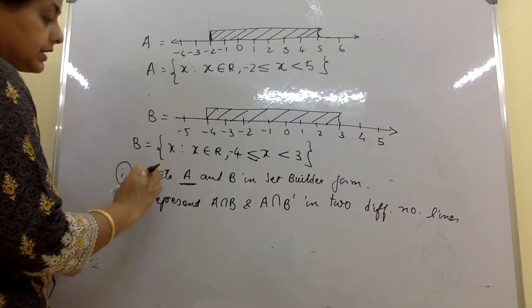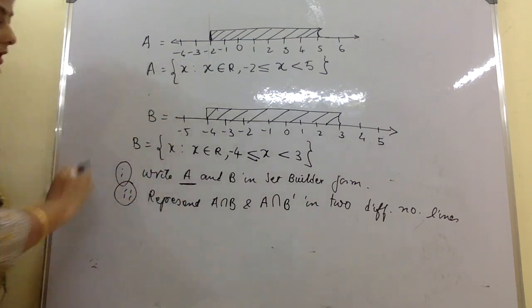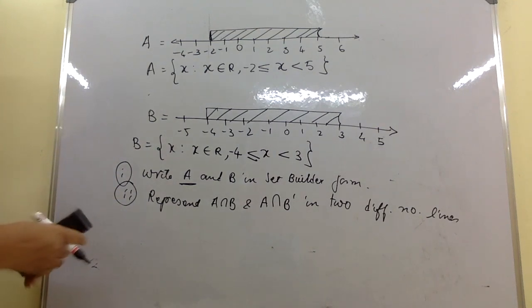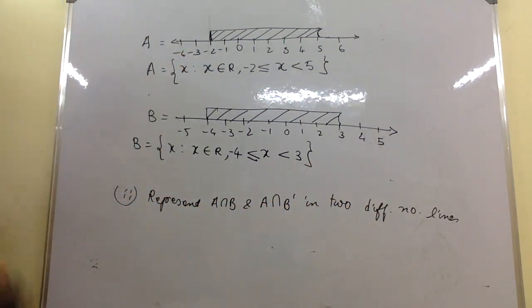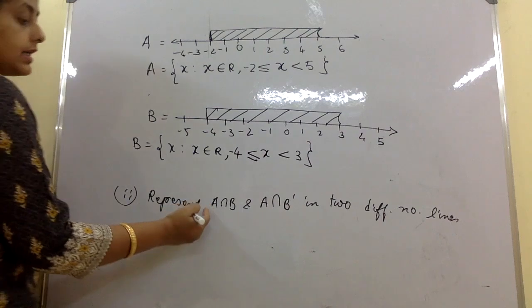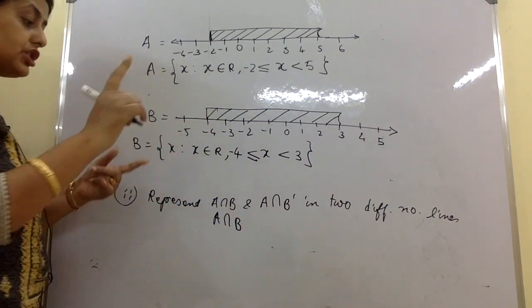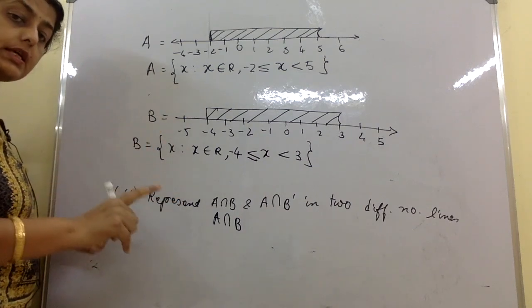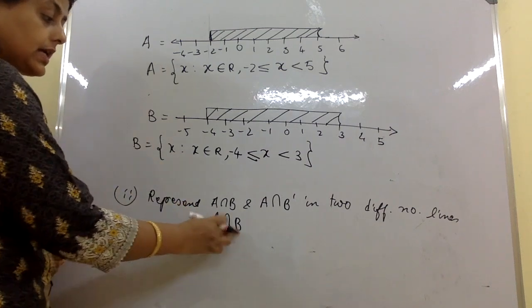Now write A and B in set builder form. Okay, so this is done. Now represent A union B, A intersection B and A intersection B complement. Now many people don't understand this language. A intersection B means whichever element is there in A and also in B. So the set will have only those elements which are there in A as well as in B.